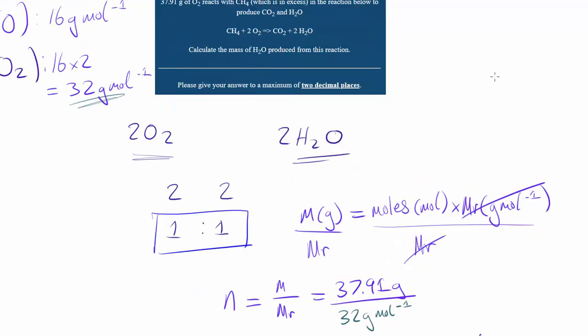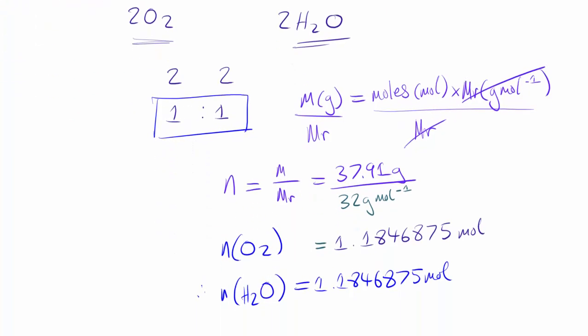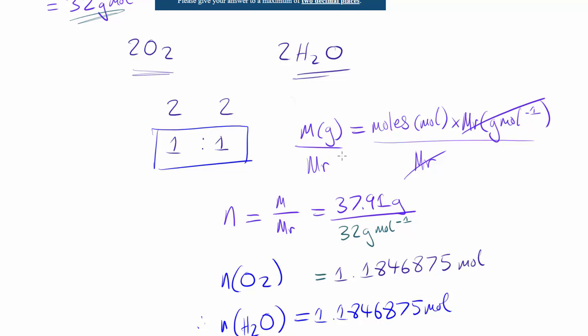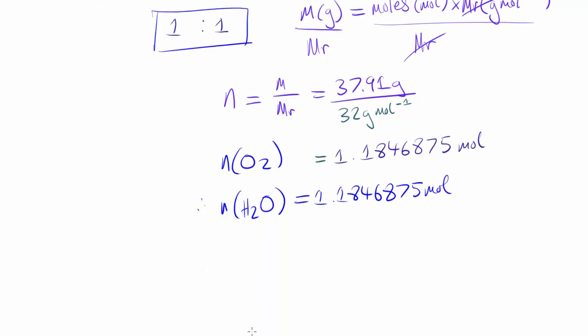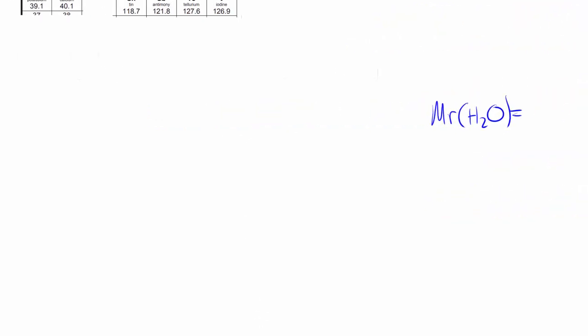But in order to do that, we're going to need the molar mass of H2O. This equation tells us that the mass is going to be equal to the moles multiplied by the molar mass. We have the moles now. We need to work out the molar mass. So let's work that out. You may already know what that is, but I'm just going to go through these steps. The MR of H2O is equal to, now find the MR.